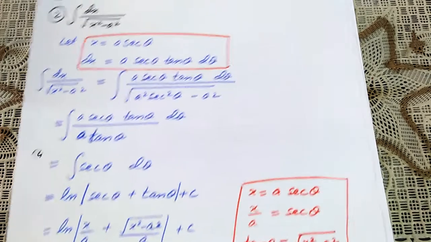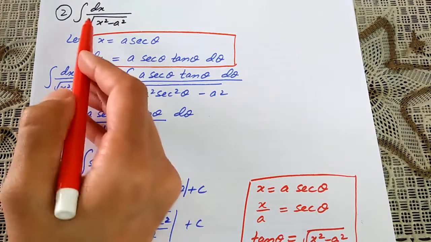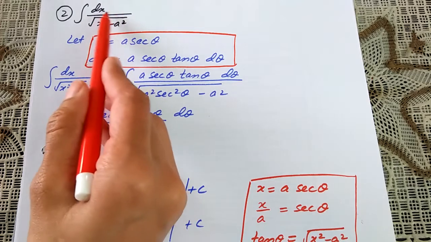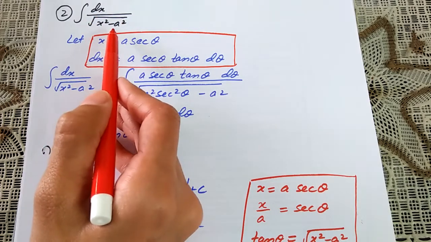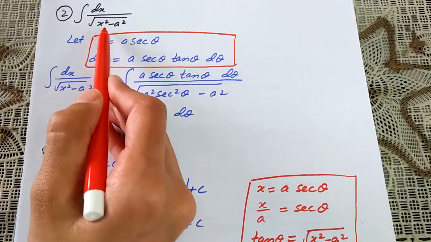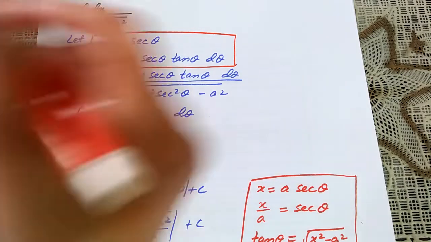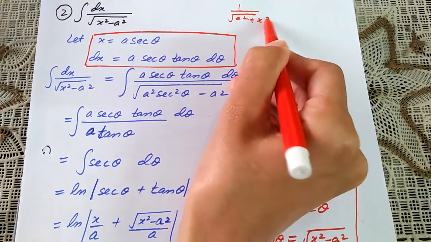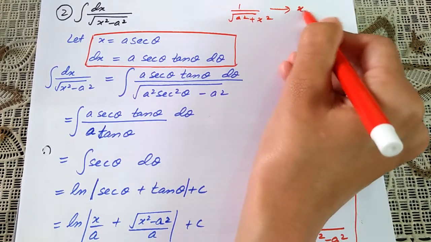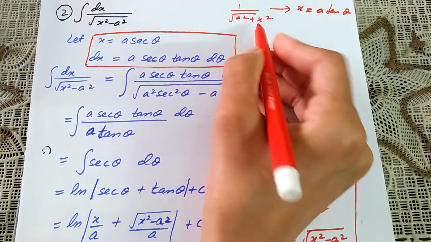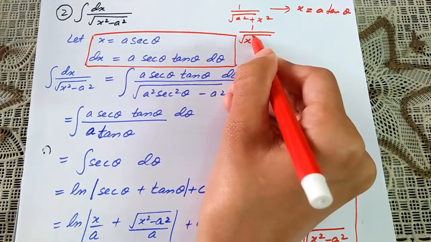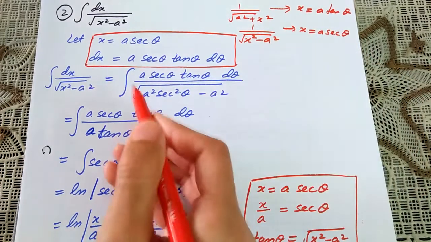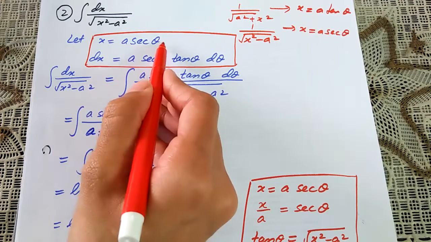Question number 2. In question number 2, we have to take the integral of 1 over x square minus a square. Now again, we have to make some supposition here to substitute in it. For that purpose, just memorize that whenever you have this kind of function a square plus x square, then you have to take the substitution x equals a tangent of theta. And whenever you have this kind of function x square minus a square, then you have to let x equal a secant of theta. Now let x equal a secant of theta.